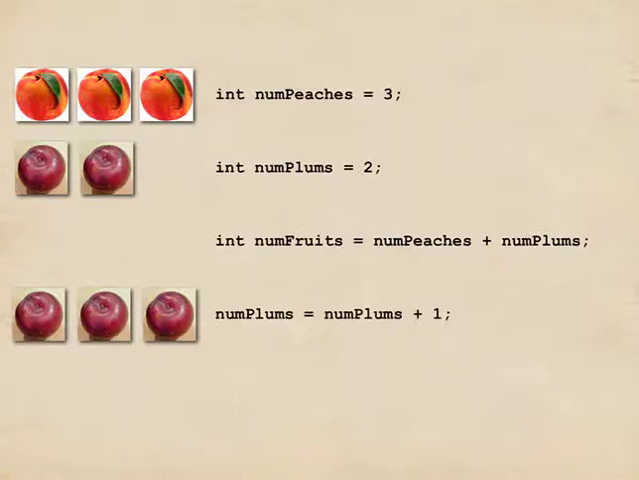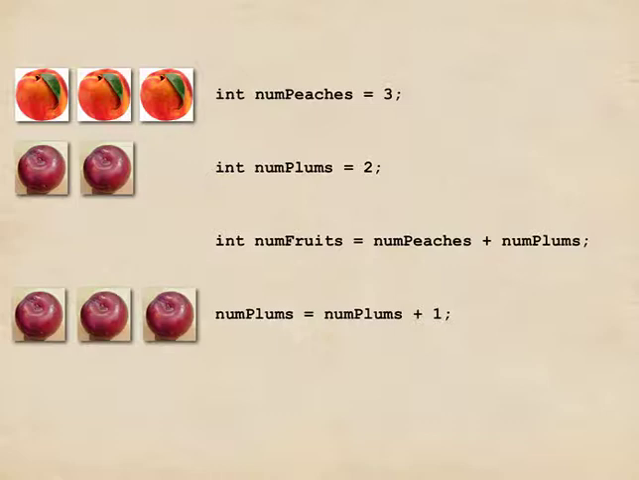Now, remember that we don't have to type an int at the beginning of this line. You only need to tell processing that num plums is an integer once at the very beginning. In fact, it doesn't even let you say it again. It'll give you an error. It will say, hey, I already know that this is an integer. Don't tell me again. So num plums has already been defined, so I can just use it.